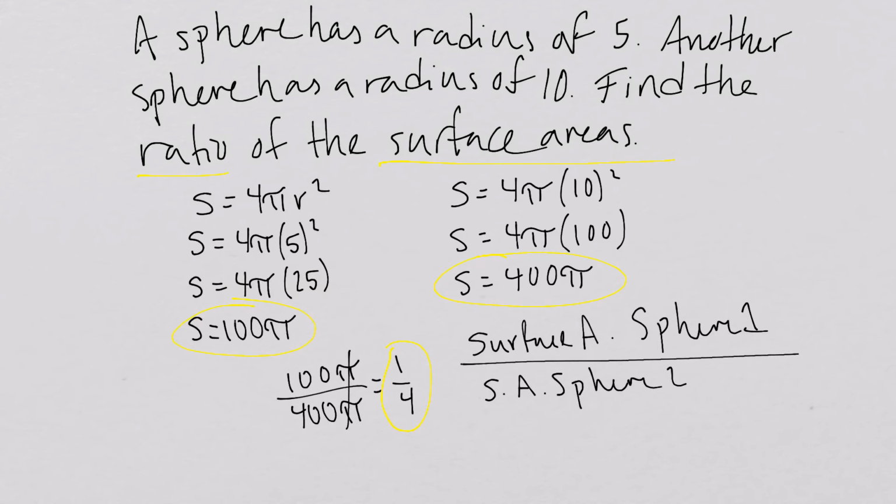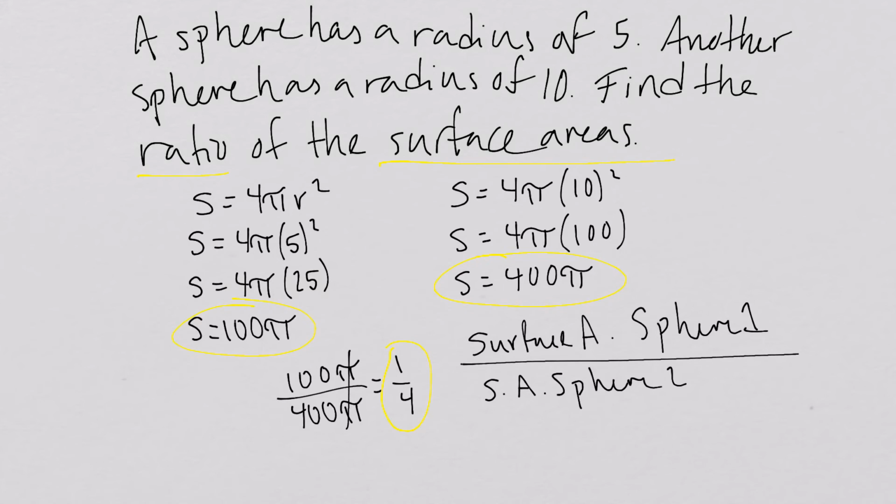Okay? If I wanted to say that in words, then I could say the surface area of the second sphere is 4 times as big as the surface area of the first sphere. Or if I wanted to say it the other way, then I would say the surface area of the first sphere is 1/4 the surface area of the second sphere. Okay? Could I have predicted that without doing the actual work?